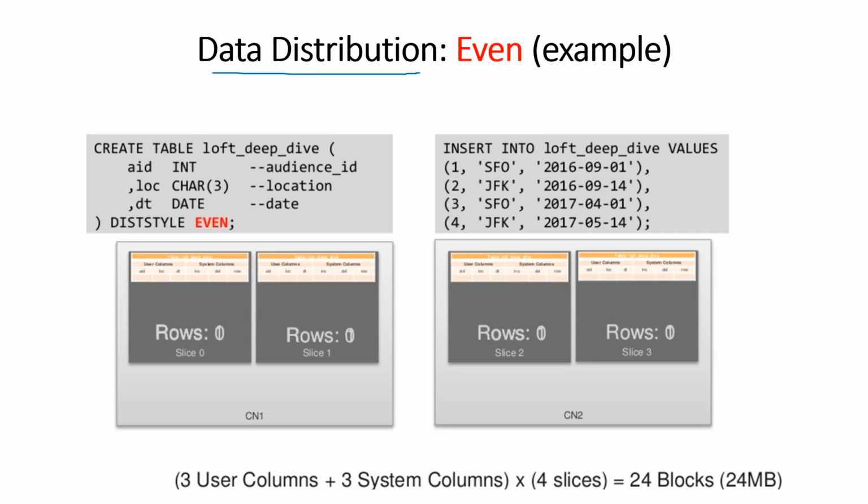The data distribution of even type means when the leader node distributes the rows across the slices in round-robin fashion, regardless of the values in any particular column. It's usually recommended to use even distribution when key cannot produce an even distribution, and when the size of the tables are larger than 1 to 2 million rows. In this example, we see that distribution style is even, and the rows have been distributed into the slices of each node in a round-robin fashion.